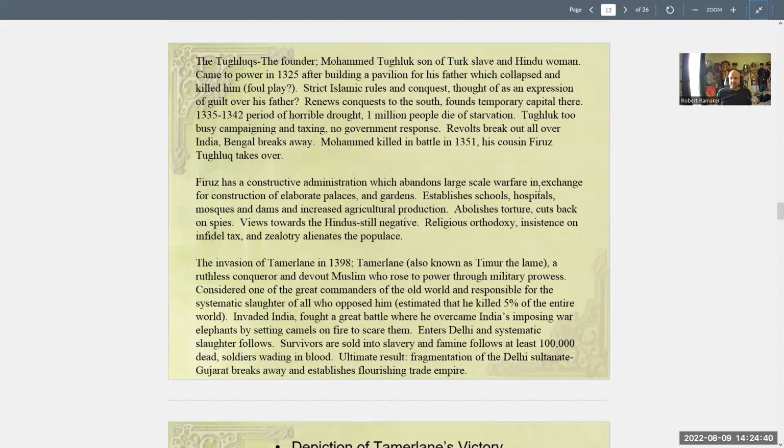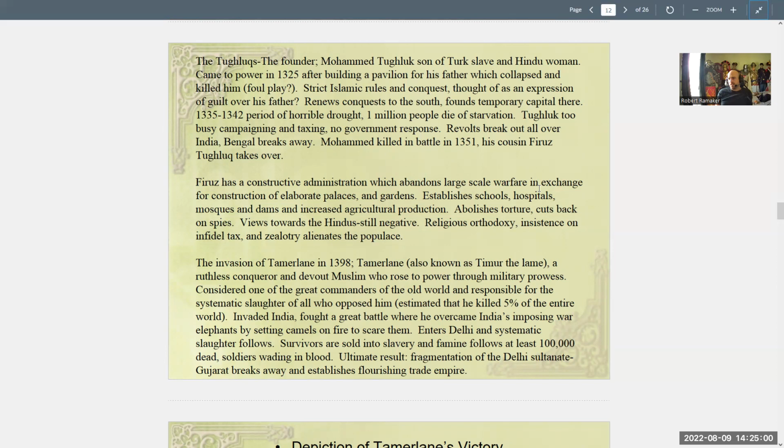Future leaders weren't as successful. The Tughlaqs, for example, Muhammad Tughlaq is the founder of the dynasty. He's actually the son of a Turkish slave and a Hindu woman. So he's got mixed ancestry. But even though he had mixed ancestry, he still was not really a friend to Hindus.